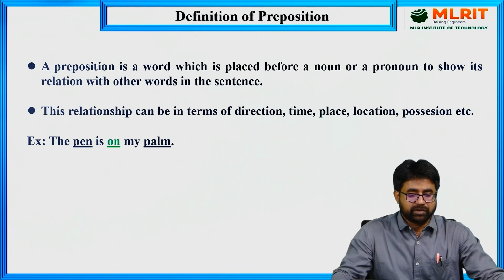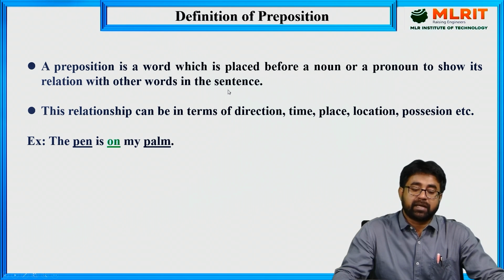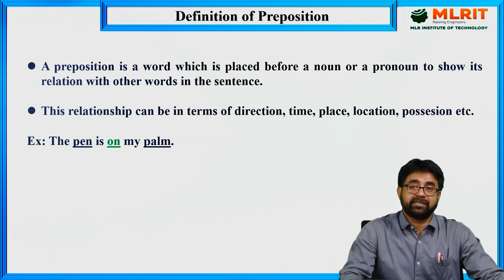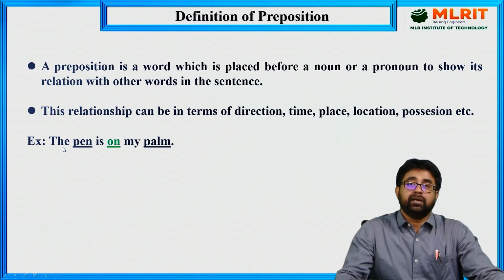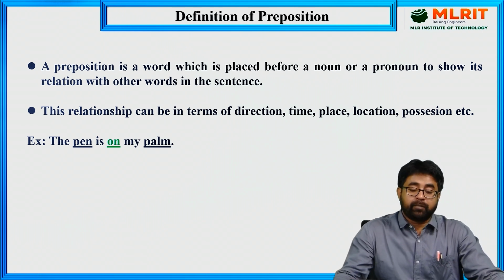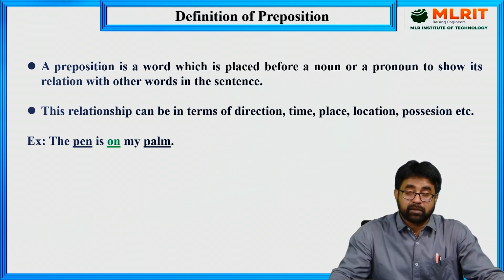Now let's see the definition of preposition. You have already understood that a preposition is a word which is placed before a noun or pronoun to show its relationship with other words in a sentence. I already discussed this in the previous lecture. It establishes some sort of relationship between a noun or pronoun and other words in a sentence.